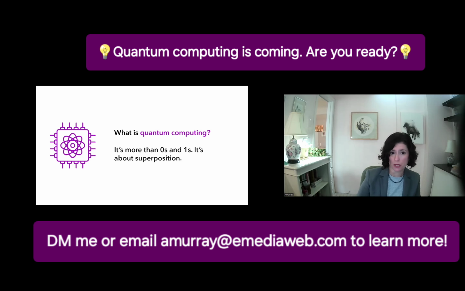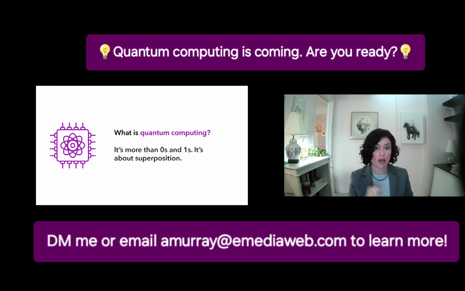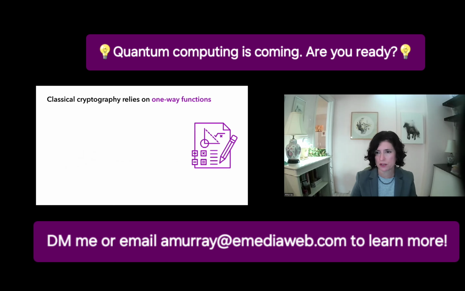For quantum computing, a thing can be a zero or a one, or both at the same time, or any combination in between. And the ability for a quantum computer to have a zero and a one, or anything in between, is called superposition. Okay, great. Why do we care about superposition?